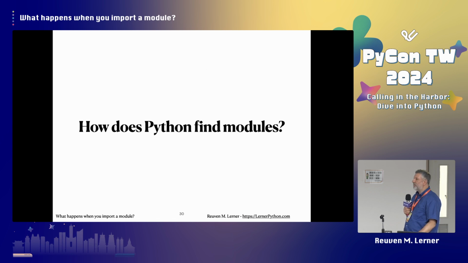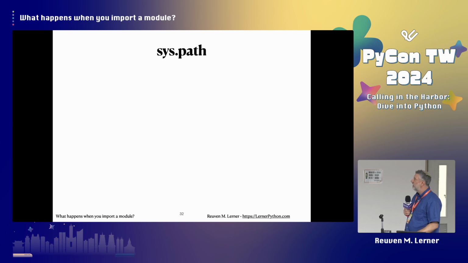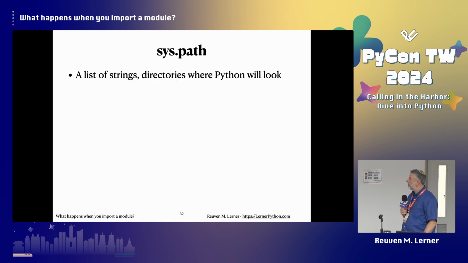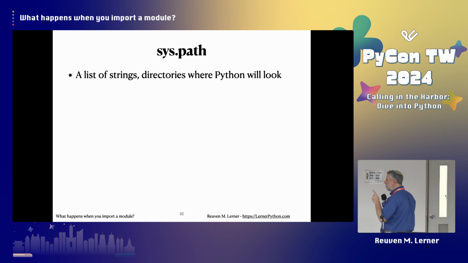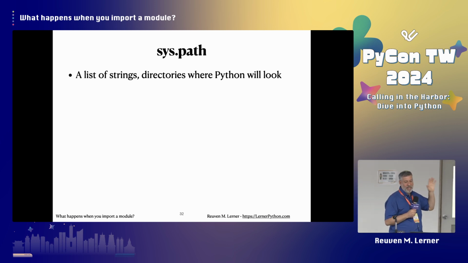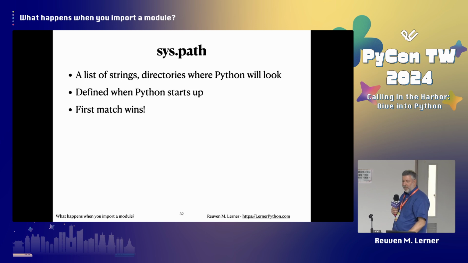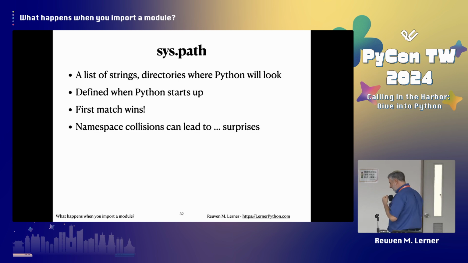How does Python find modules? Right, so I say import random. Where is it looking? What is it doing? And there's a simple story we can tell ourselves. And that simple story is sys.path. Basically, this is a list of strings, directories where Python will look. And this is defined when we start Python. So I start up Python, sys.path is available, and it's a list of directories we're going to look in. And the first match wins. And namespace collisions can lead to surprises.